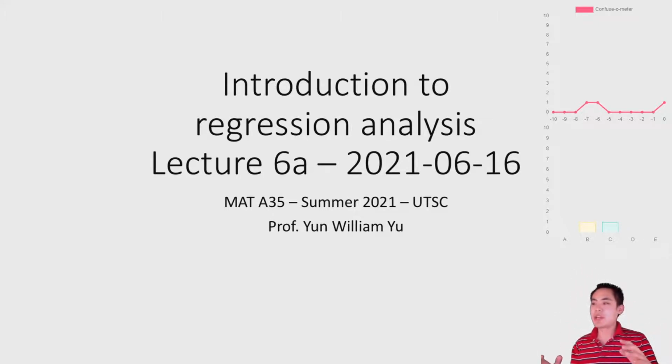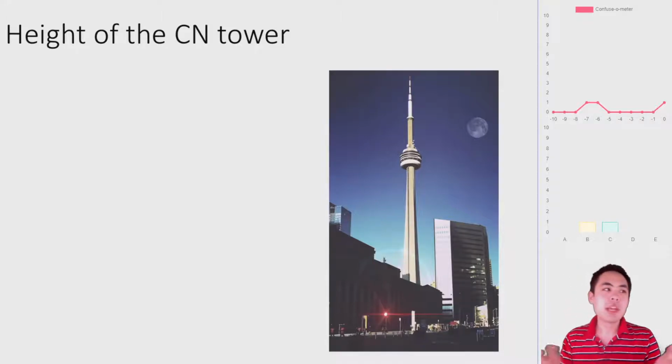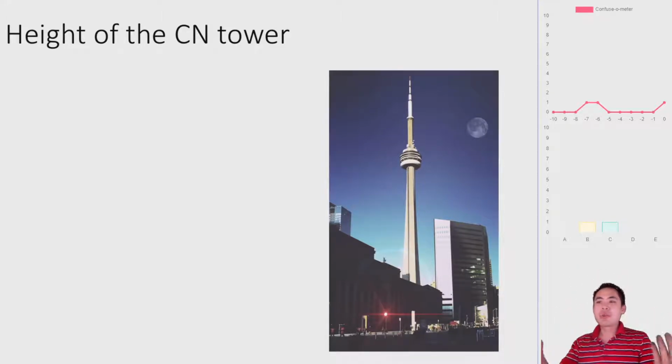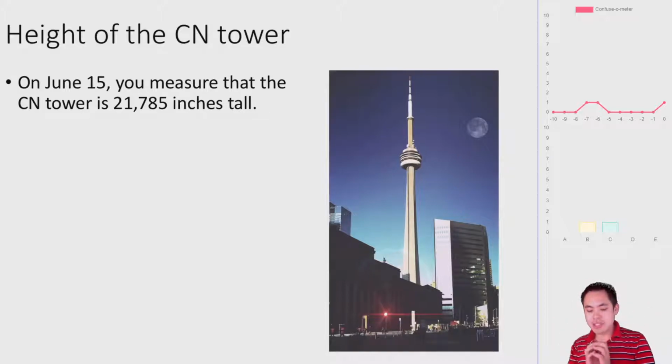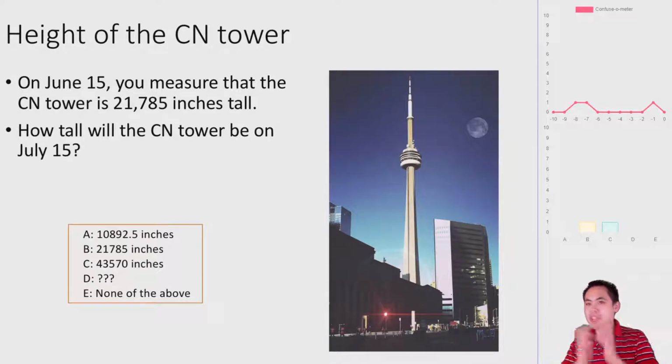To answer this, I'm going to start with a very simple problem. What is the height of the CN tower? Now, suppose you have a question like this in biology, one of the things you can do is go out and measure it, right? So let's suppose that, yesterday, you measured that the CN tower was 21,785 inches tall. Now, I'm going to ask you all a question. How tall will the CN tower be on July 15th, so a month from now? And these are your possible answers. Will it be 10,000 inches, 20,000 inches, 40,000 inches, or unknown?